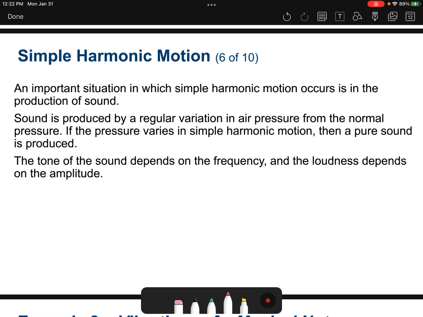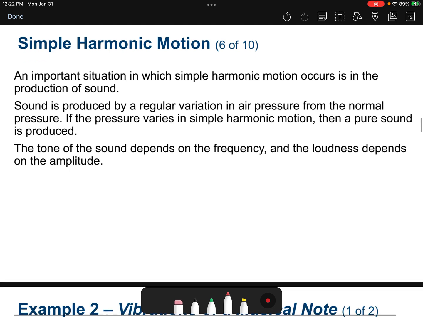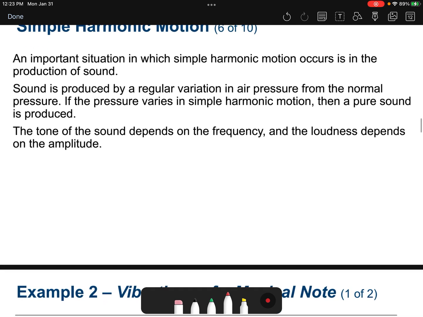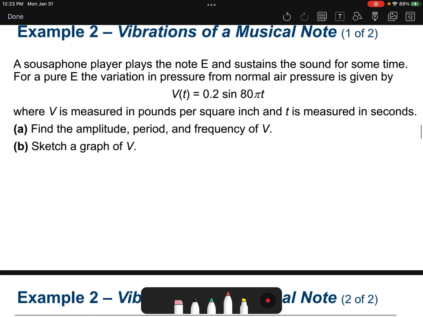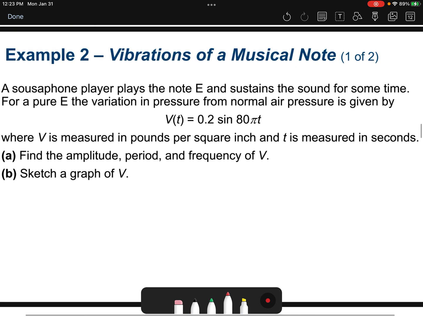Now, sound. Let's talk about sound with simple harmonic motion. Sound is produced by a regular variation in air pressure from normal pressure. If it varies in simple harmonic motion, then we have a pure sound or a pure tone. The tone of the sound depends on the frequency. The loudness depends on the amplitude. Now, we've talked about that before in class. Now we're actually going to use it.